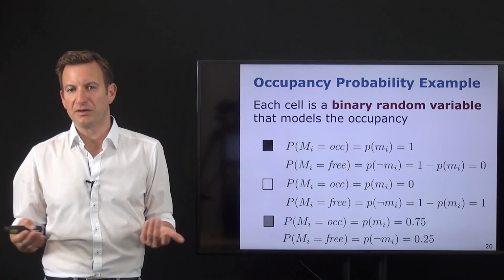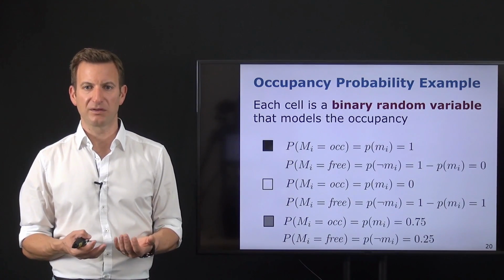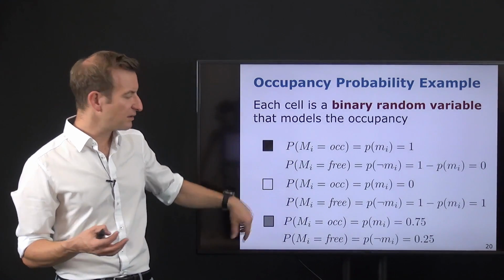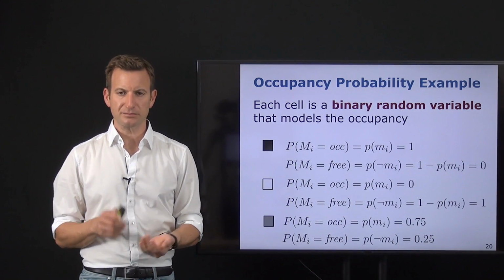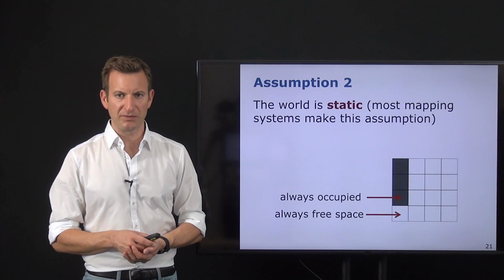That means the probability of being free is 25%. So that's the color coding of what I will be using here and what that actually means. And we have a second assumption that the occupancy grid map makes.